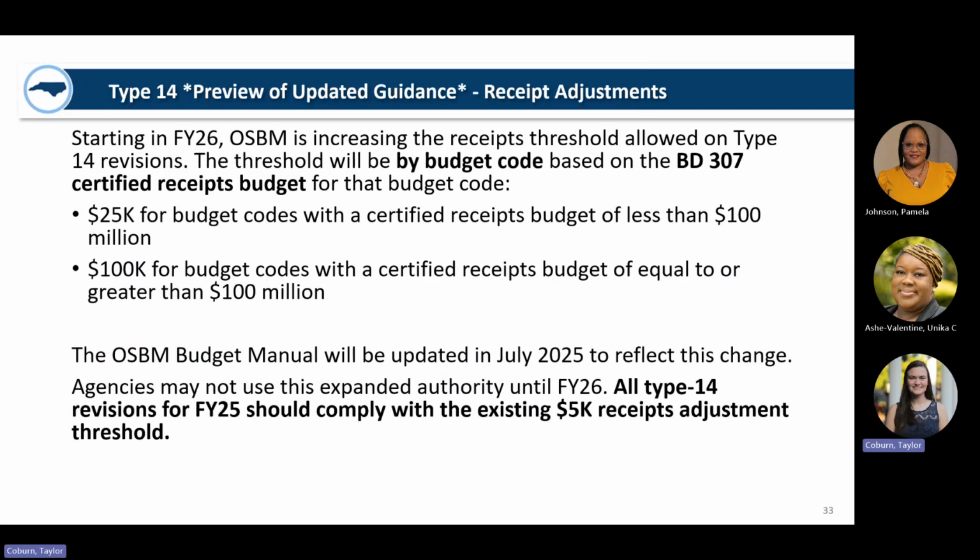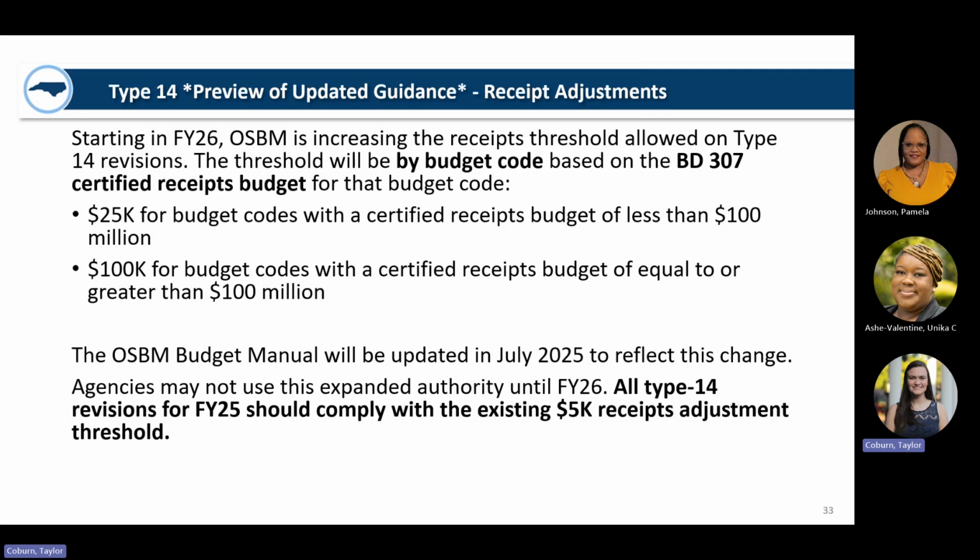A new change to your receipt adjustments is an increase to the threshold. Starting in fiscal year 26, OSBM is increasing that threshold, and the threshold will be determined by budget code based on your BD 307 certified receipts. For certified receipts budgeted at a budget code level less than $100 million, an agency may adjust receipts up to $25,000 on a single type 14 budget revision.